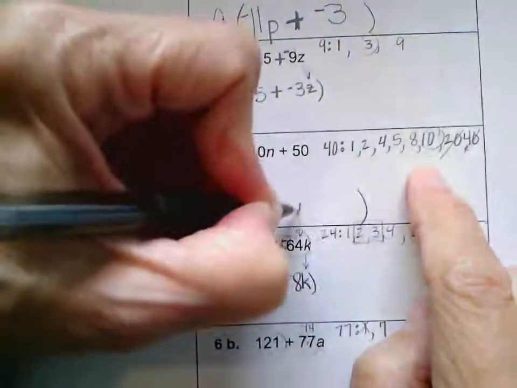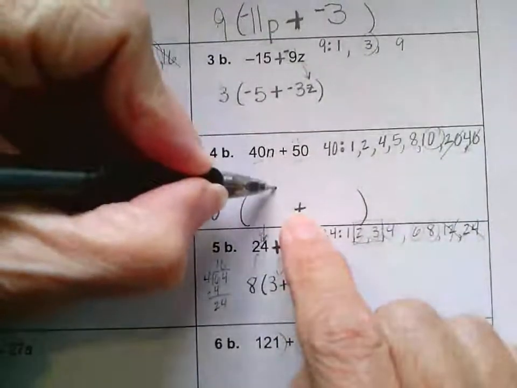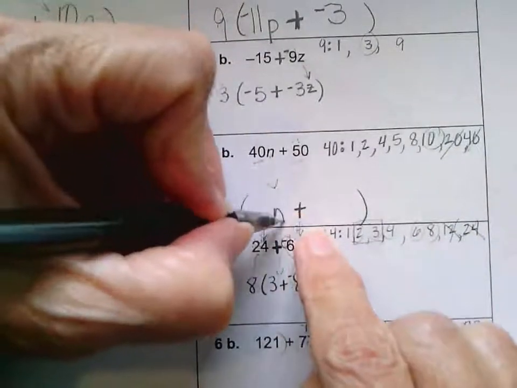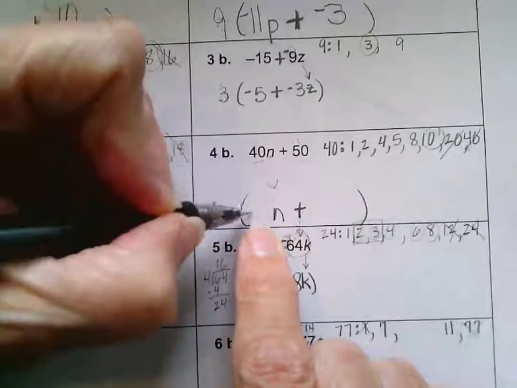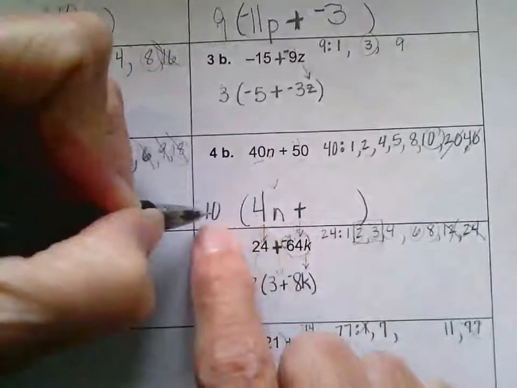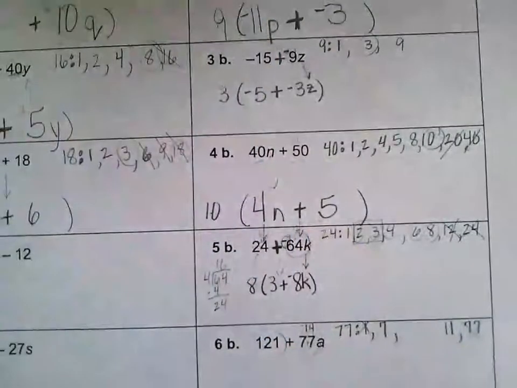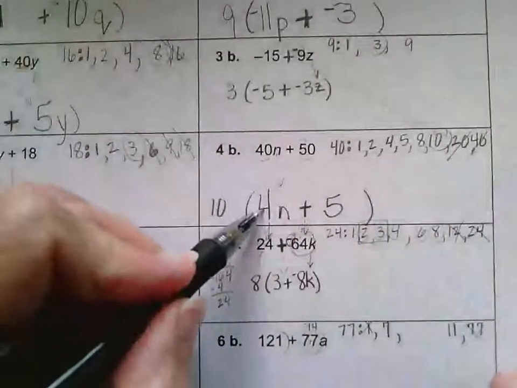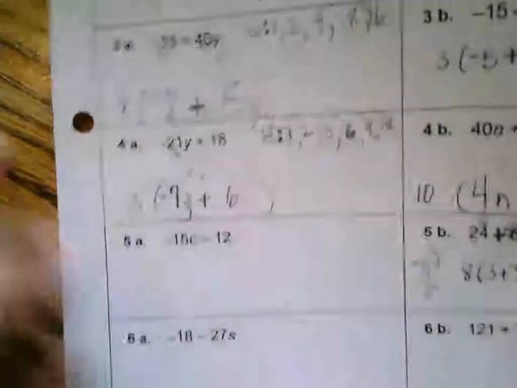It's going to come outside of the parentheses. I'm going to bring down my variable so I don't forget about that. What number times 10 gives me 40? That would be 4. And 10 times what number gives me 50? That would be 5. 10 times 4n is 40n. 10 times 5 is 50.